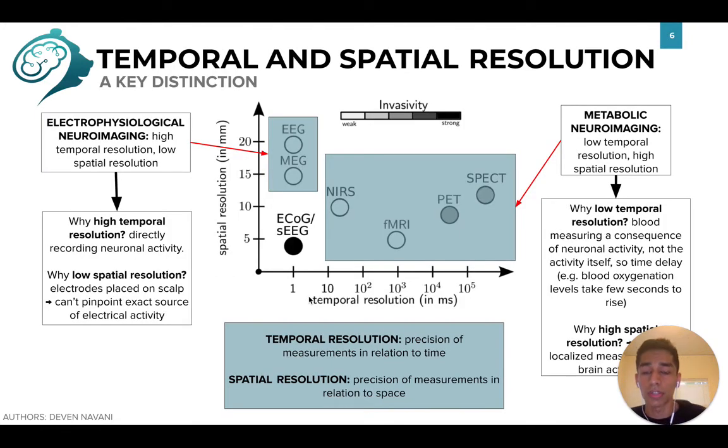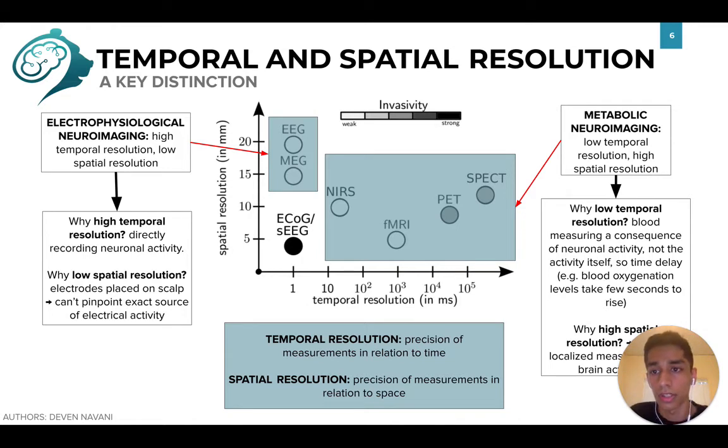There is a key distinction to make between electrophysiological neuroimaging techniques and metabolic neuroimaging techniques, and that is their temporal and spatial resolutions. Temporal resolution is the precision of measurements in relation to time, and spatial resolution is the precision of measurements in relation to space. So what does that mean? A high temporal resolution means your measurements are not delayed, and a high spatial resolution means that your measurements are very close to where they actually occurred.